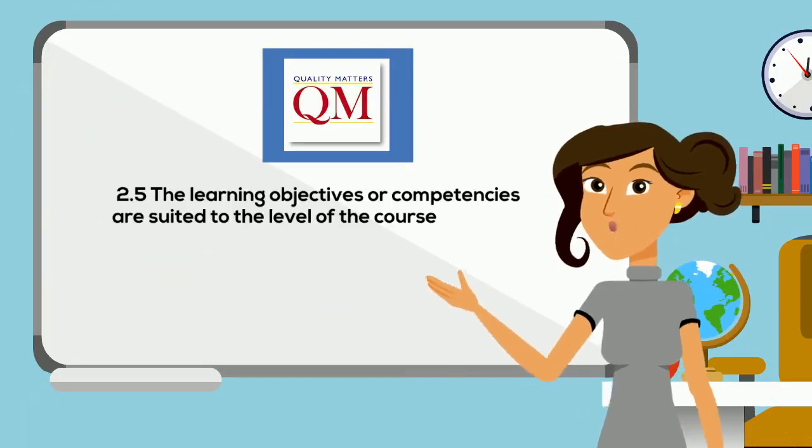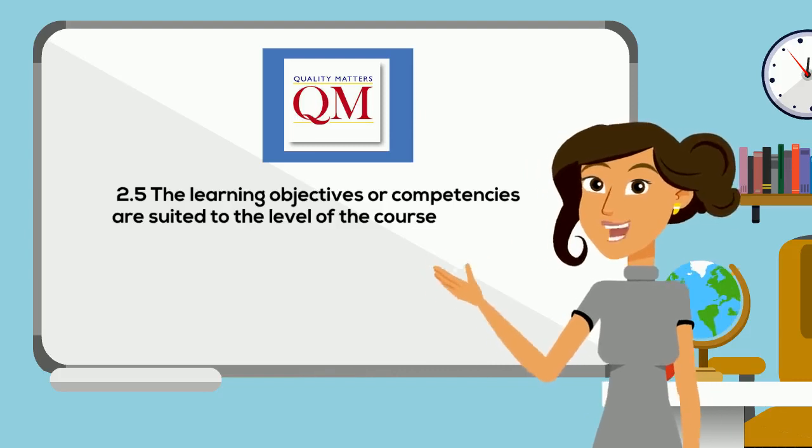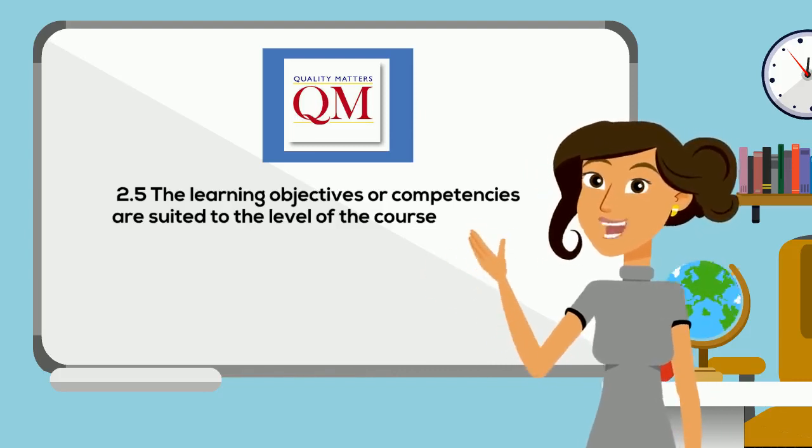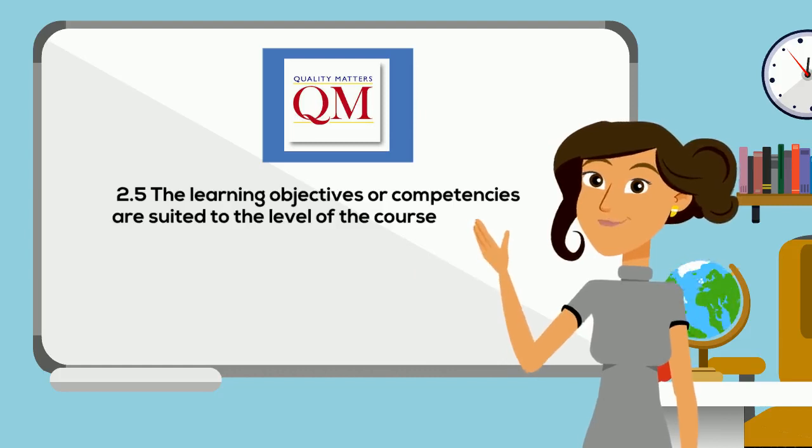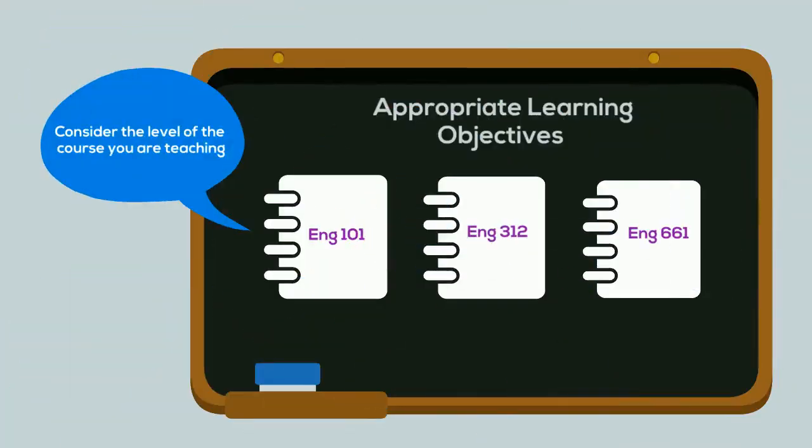And finally, Quality Matters Standard 2.5: the learning objectives or competencies are suited to the level of the course. When designing appropriate learning objectives, consider the level of your course. Lower level courses should have objectives that are geared to the level of the students. They should not be too difficult, and vice versa. The upper level courses should not be too easy.